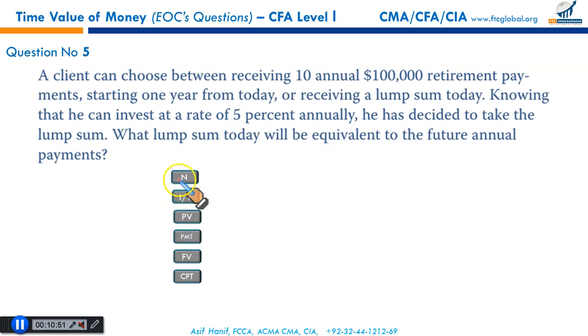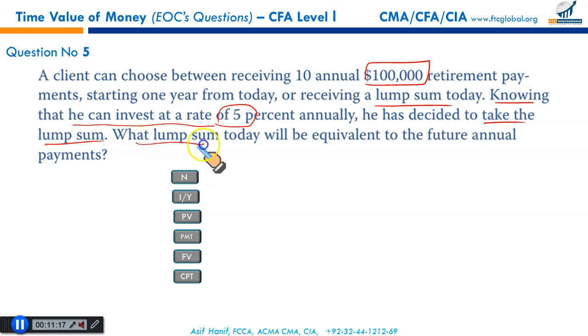a client can choose between receiving 10 annual $100,000 retirement payments starting 1 year from today, or receiving a lump sum today. So he has two options. Either he receives $100,000 yearly for the next 10 years, or receive a single lump sum today. Knowing that he can invest at the rate of 5% annually, he has decided to take the lump sum. What lump sum today will be equivalent to the future annual payment?